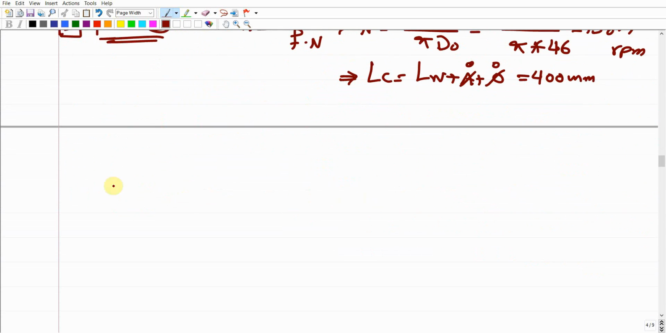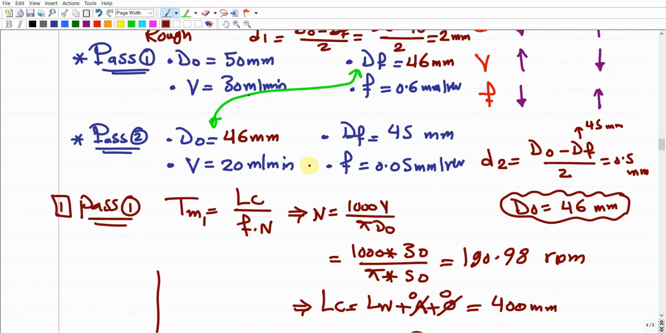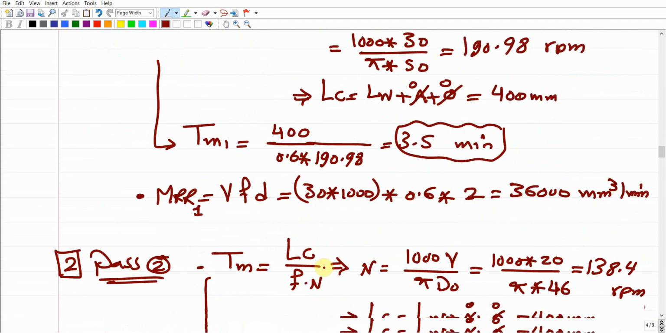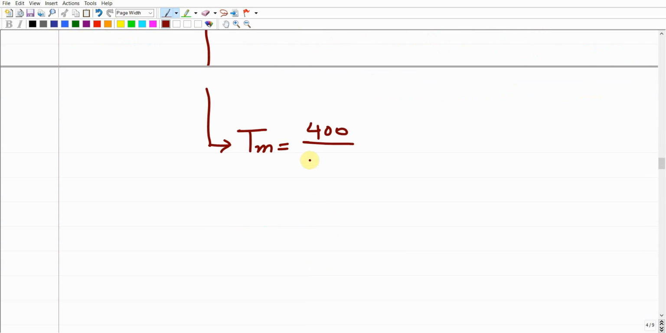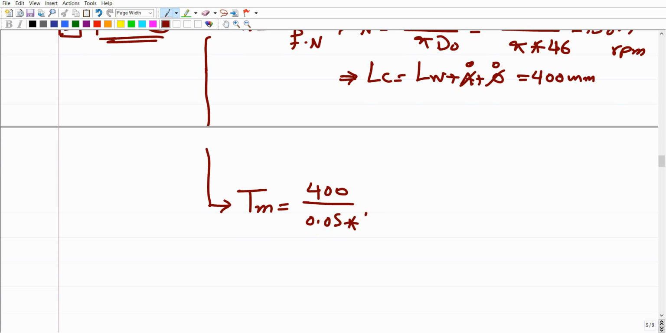Then your objective is just to plug this data in to end up with the machining time. TM will be 400 divided by F, which is the feed for the second pass, given as 0.05, times the rotational speed N, which we just got as 138.4, and then you just do the calculations.